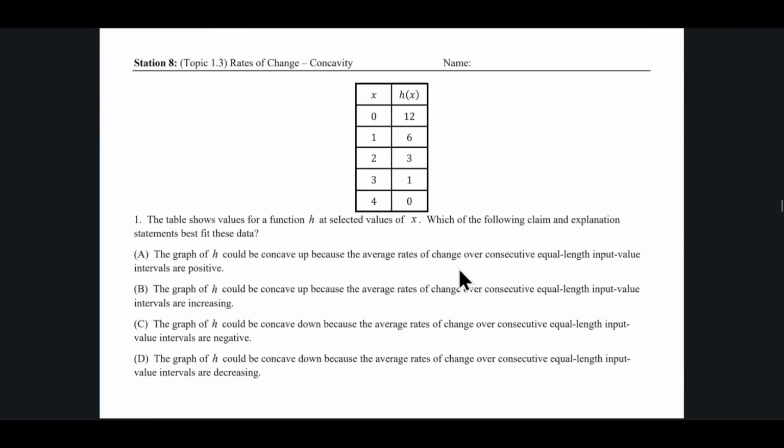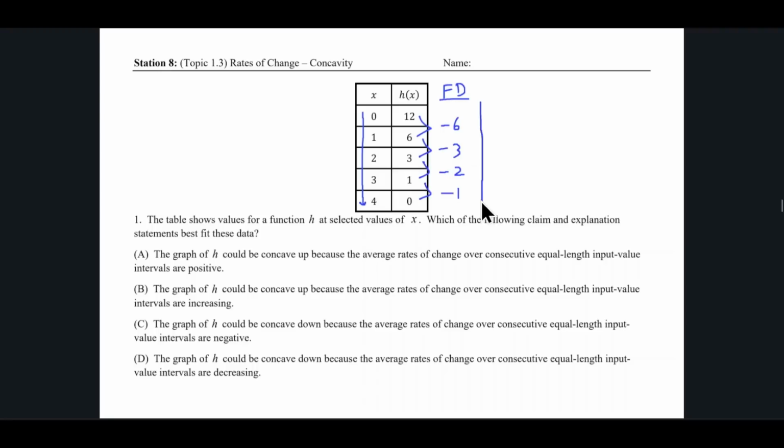Okay, here they are talking about concavity, right? Concavity, you can see that they are talking about concave up or concave down. So concave up, concave down also is based on the first difference if the x values are increasing by the same gap, which it is. Just find the first difference here. This is 6 minus 12, which is -6. This will be -3. This will be -2. This will be -1.